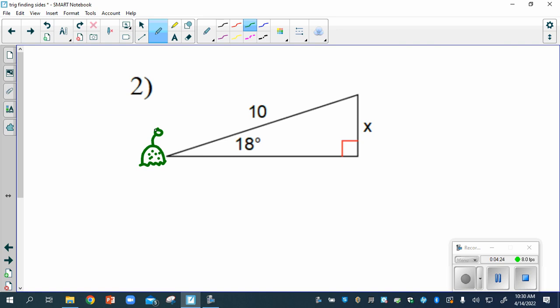Okay, from his point of view, I put him right here. I don't put him there every time. I put him where the angle is. So since my angle's right here, I put him at the angle. So what's opposite is right here.